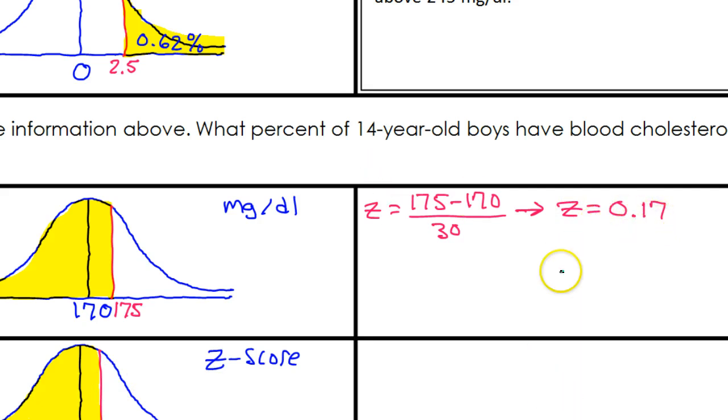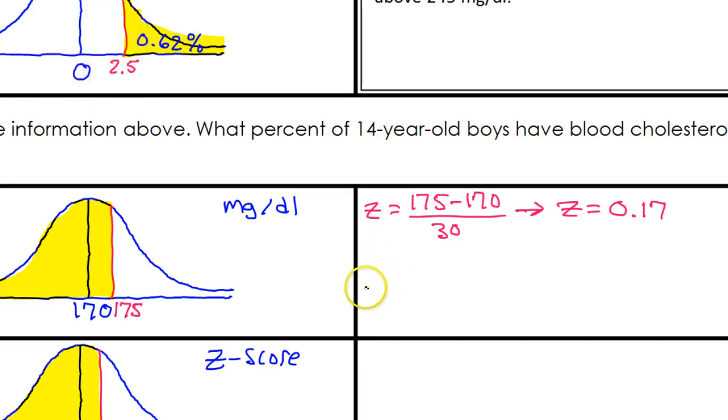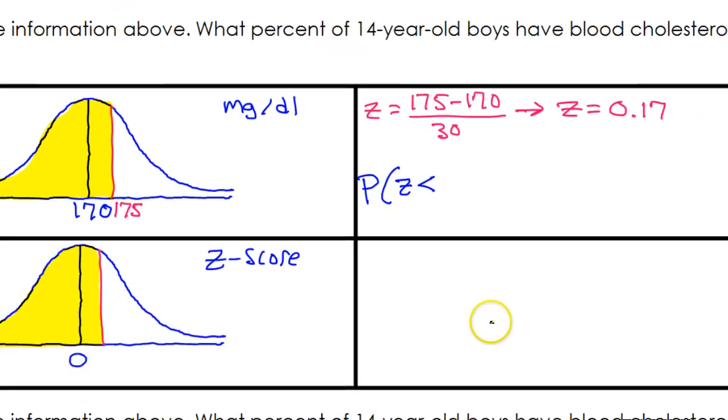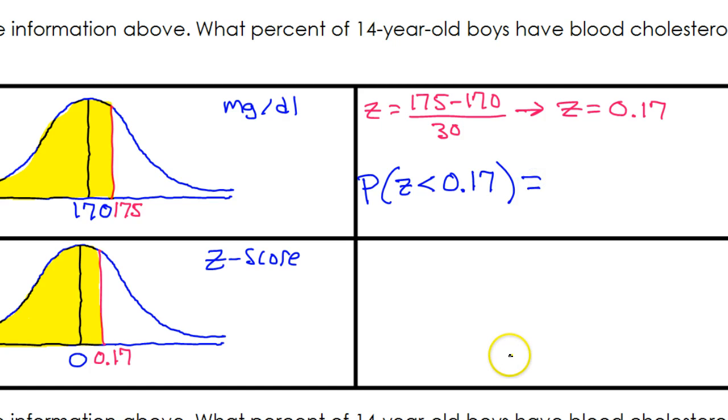So I need to convert that into a percent. But first I am going to write my percentage statement. So I'm going to say, okay, we are looking for the percentage of z values that are less than, and I'm not going to say 175, I'm going to say 0.17 because we're talking about z-scores. And in fact, while I'm at it, I need to put this z-score in my picture. So 0.17 is right here.